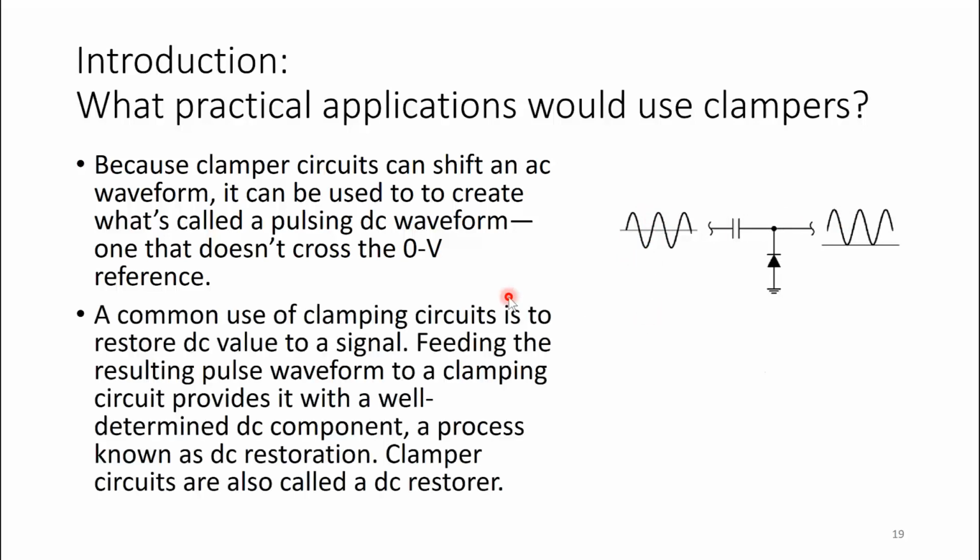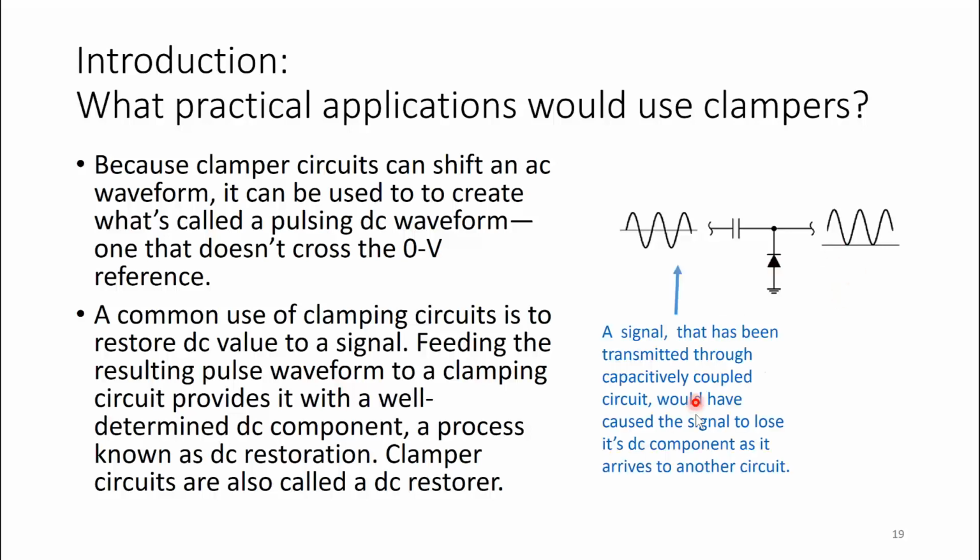A common use of clamping circuits is to restore DC value to a signal. Sometimes when you have transmission of waves, feeding the resulting pulse waveform to a clamping circuit provides it with a well-determined DC component, a process named DC restoration. So clamper circuits are also called DC restorers, and these were mostly used in analog TVs previously.